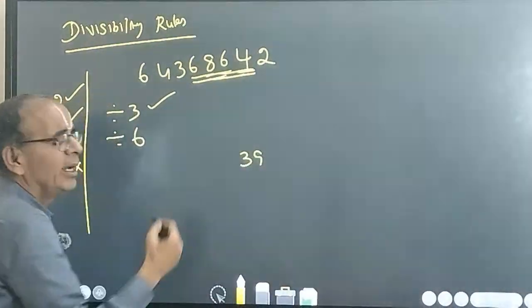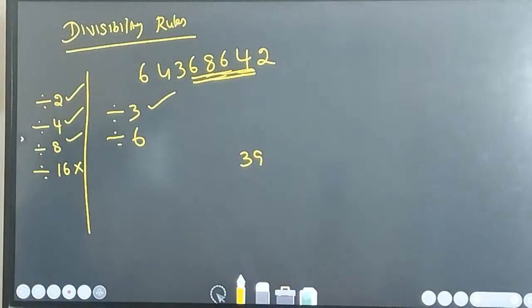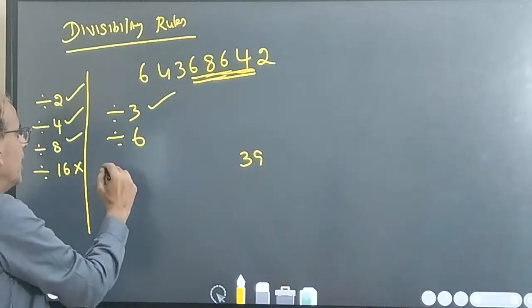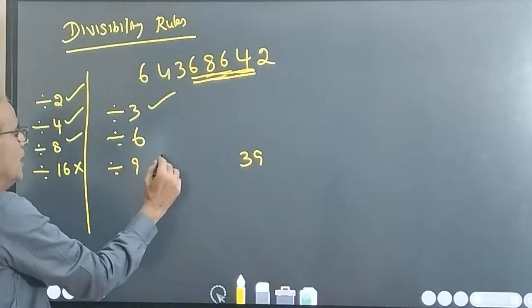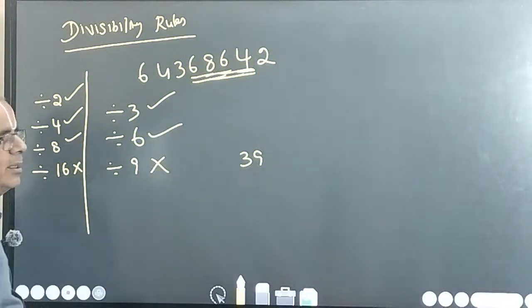Whether 39 is divisible by 9? No. 4 9s are 36. அப்படினா இந்த நம்பர் 9 ஆல டிவைட் ஆகாது.